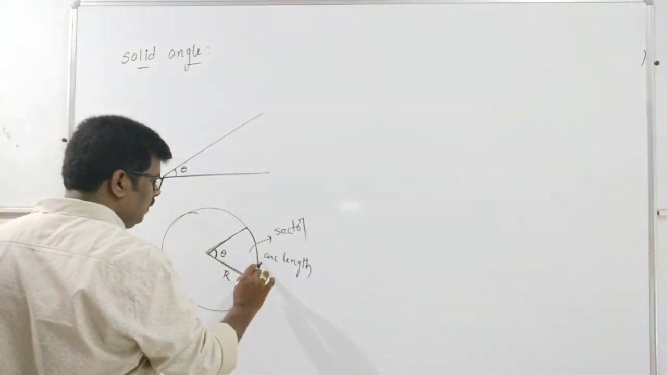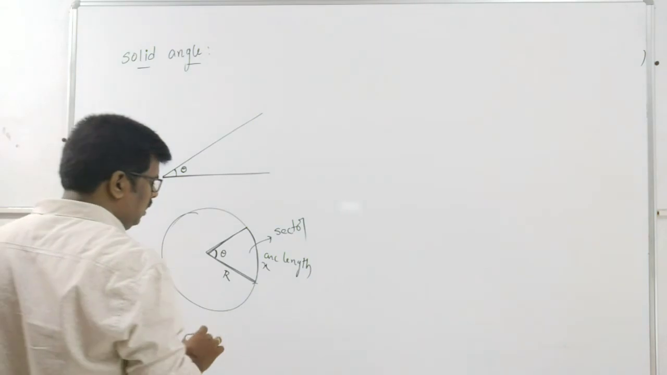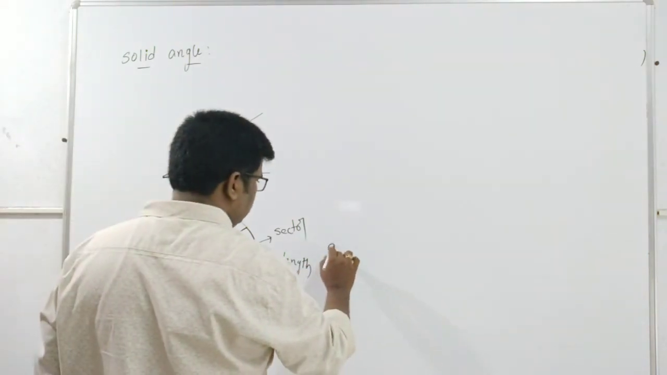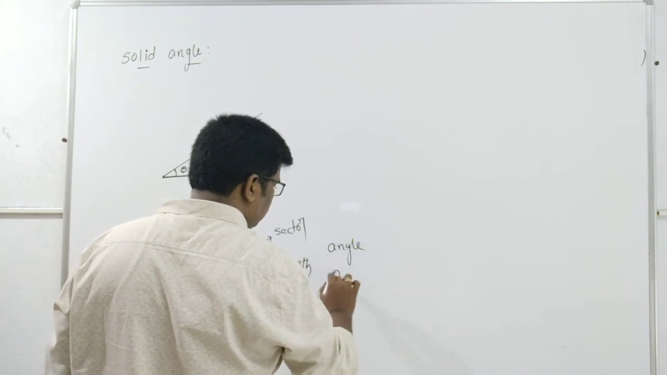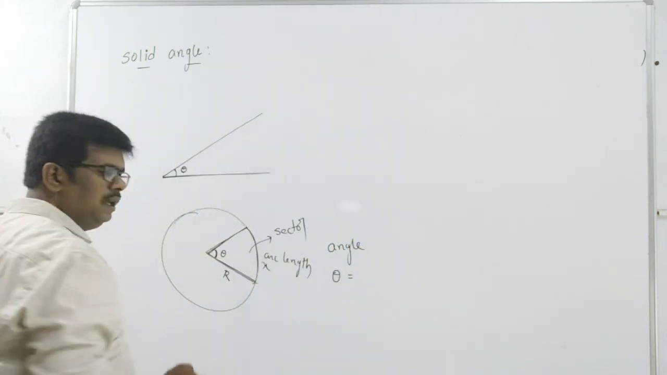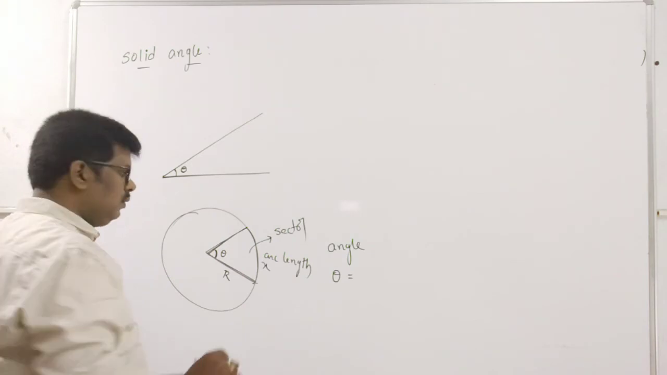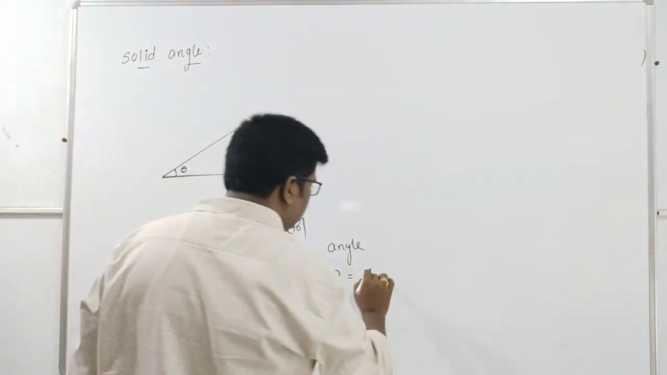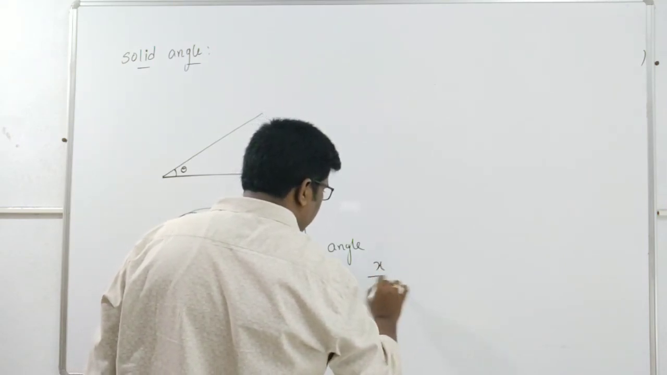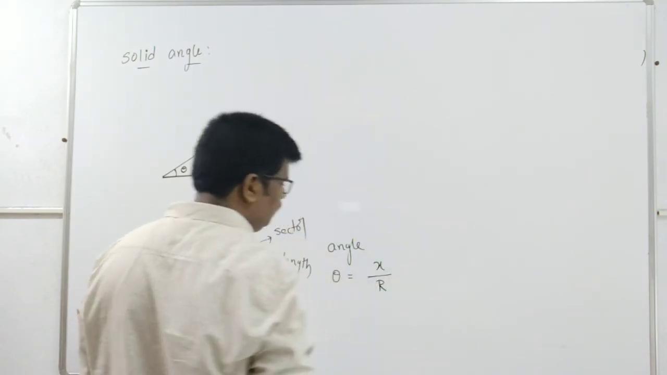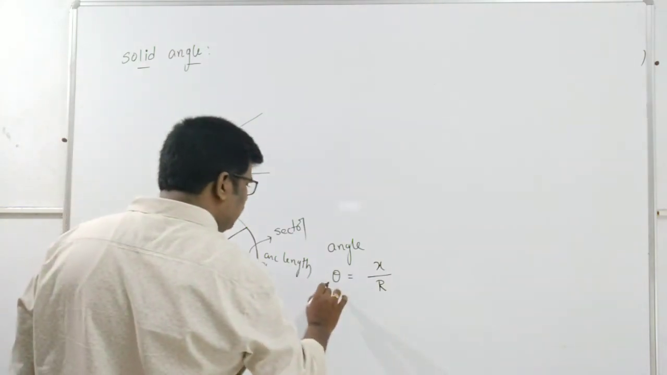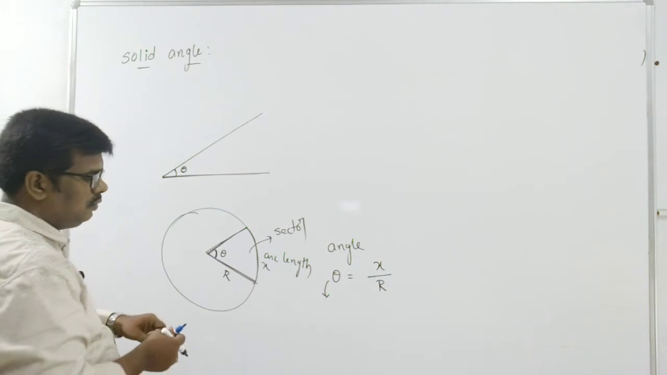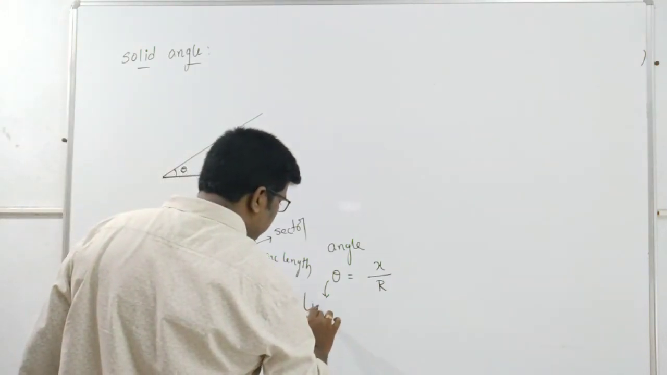Let us suppose this is an arc of length x. The angle theta is equal to arc length by radius. So the angle is equal to the arc length x by the radius r. This is what we call the linear angle between two lines. So it is a linear angle.